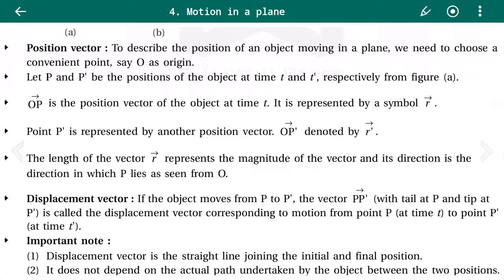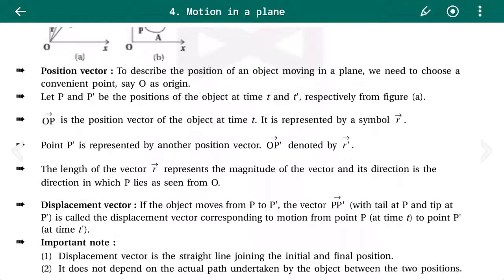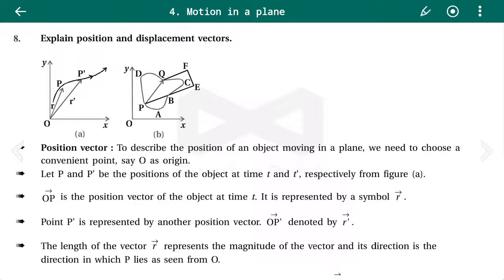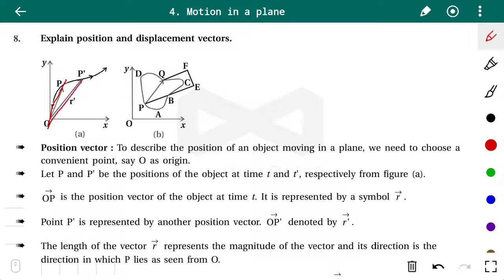The length of the vector R represents the magnitude of the vector and its direction is the direction in which P lies as seen from O. That means the length of the vector determines the magnitude, and this arrow from O to P shows the direction of the vector. For the object at P dash also, the length of OP dash is the magnitude of the vector, and this arrow from O towards P dash shows the direction.